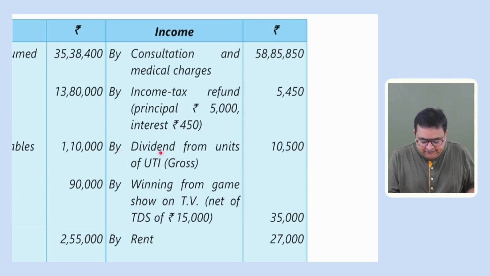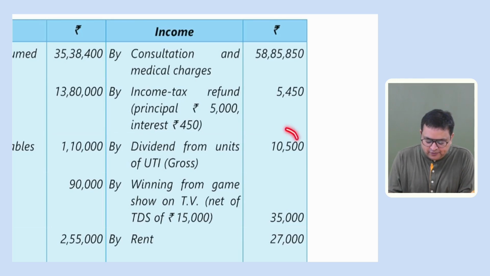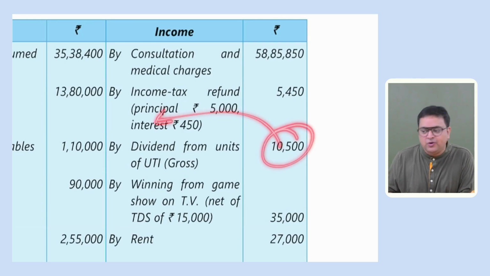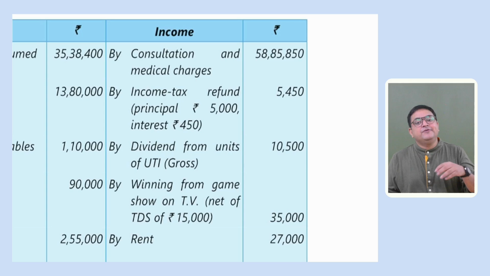Third, dividend from UTI, Unit Trust of India. So it is income from Unit Trust of India, which is a kind of mutual fund. This is taxable under IFOS, correct? So we will take it out from here and take it to IFOS. Getting it? Okay. Here it is written gross. What does this gross mean? That is before TDS. So it's good that they have written gross, because we always consider income on a gross basis, not on a net basis.